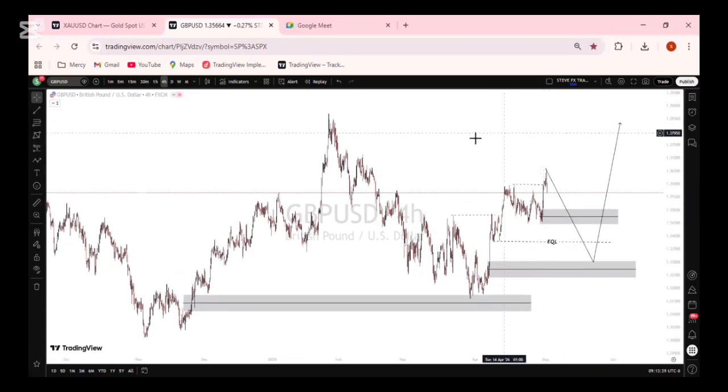These are some of the pairs that we are going to be looking out for in the coming week as well. The rest of the trades will be shared in the Telegram channel.